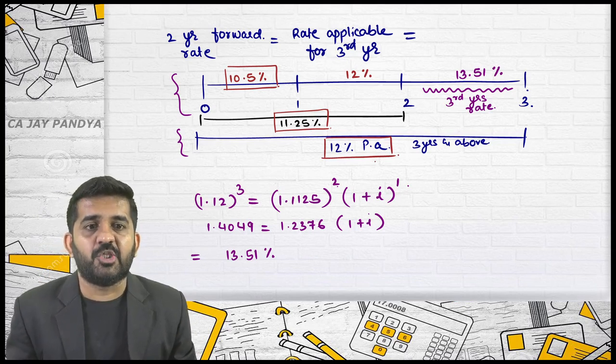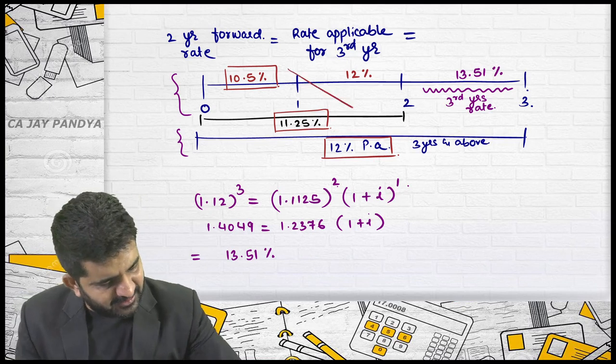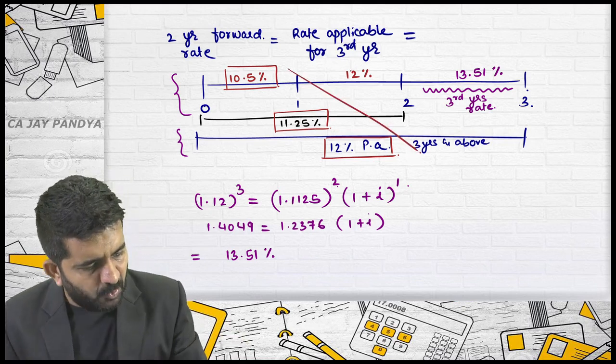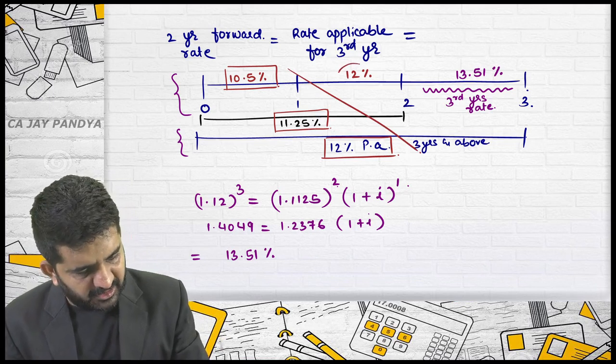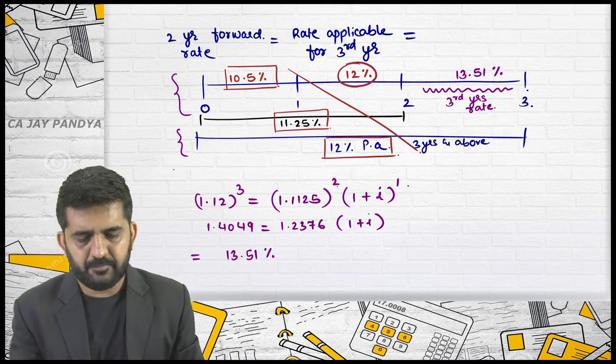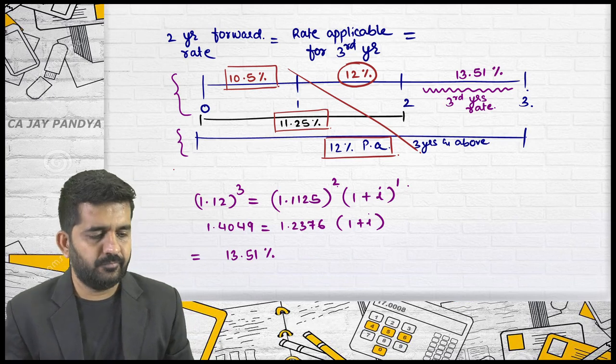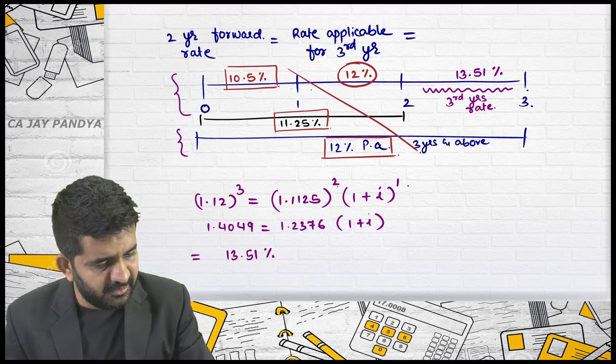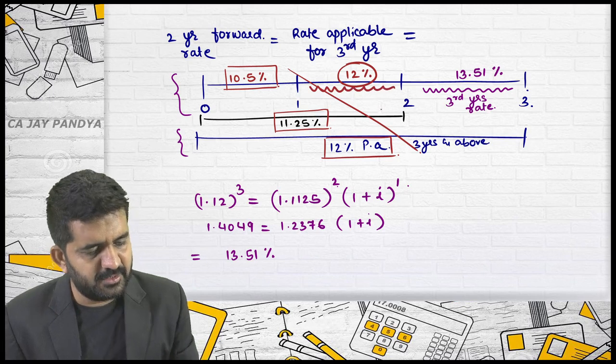Exactly. Now you have understood the question. If you understand this 3, you have understood the question. Now tell me what is the 12 percent? It is the forward rate for 1 year if I will be making an investment at the end of year 1.